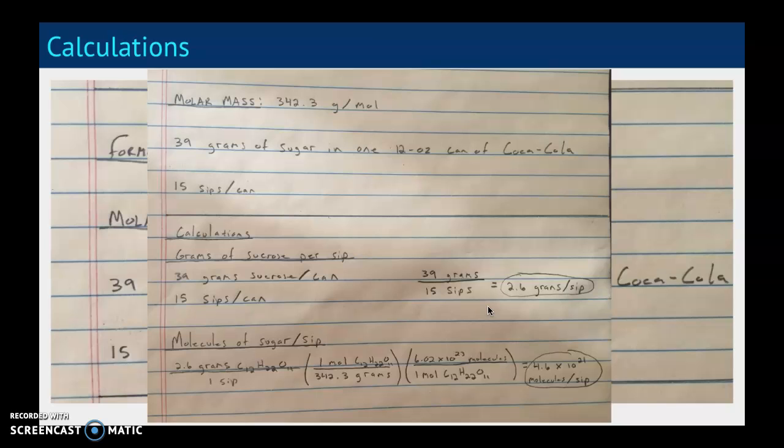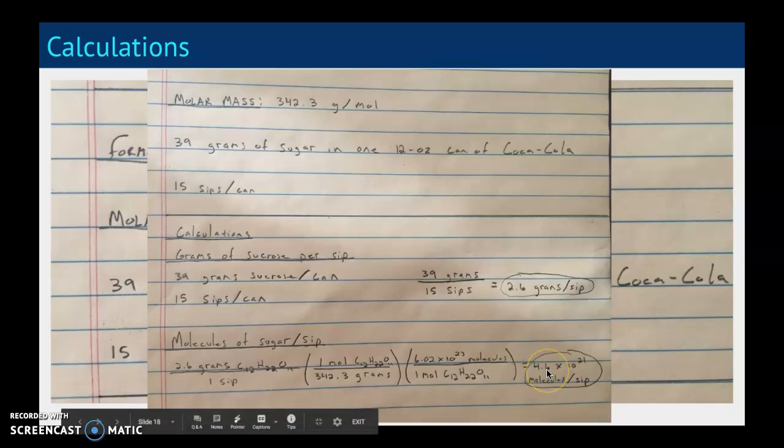That is a massive amount of molecules of table sugar that you're ingesting for every single sip that you take of a can of Coca-Cola. That's an amazing amount, right? That's a very, very big number.